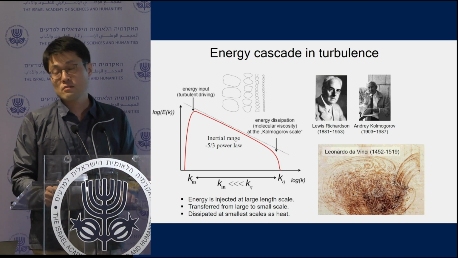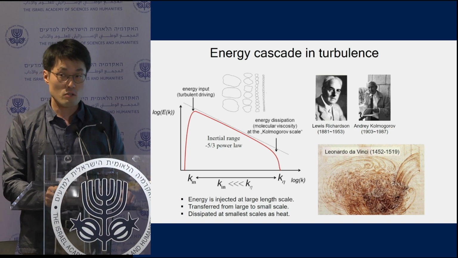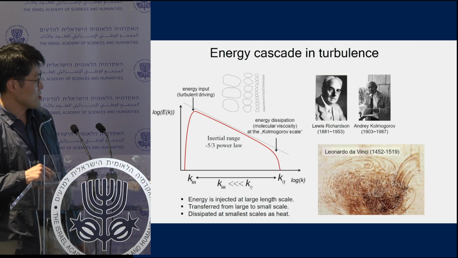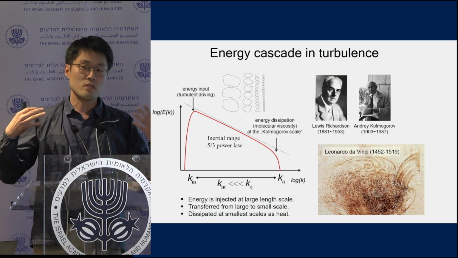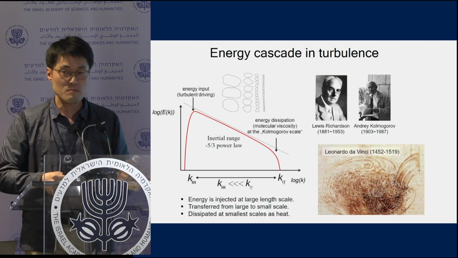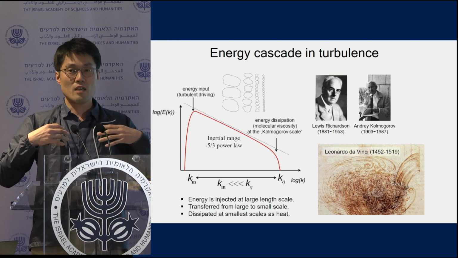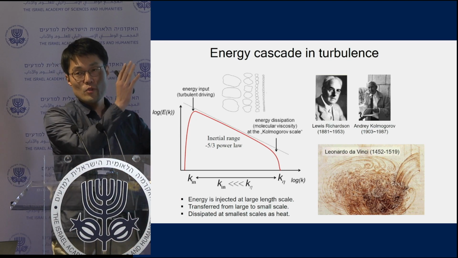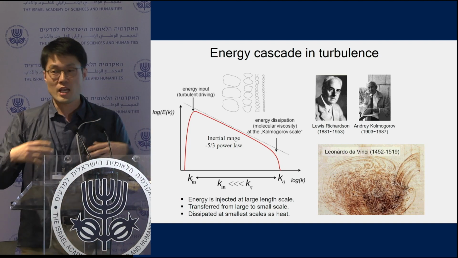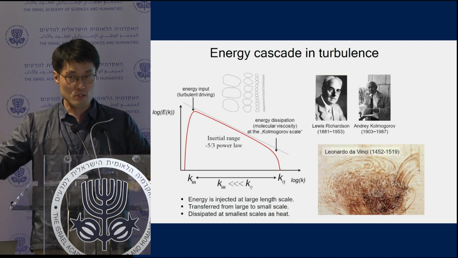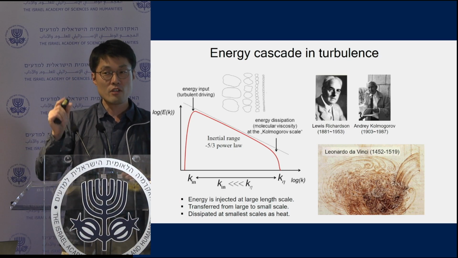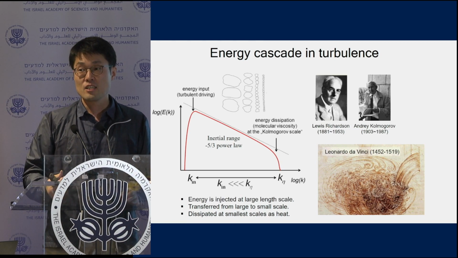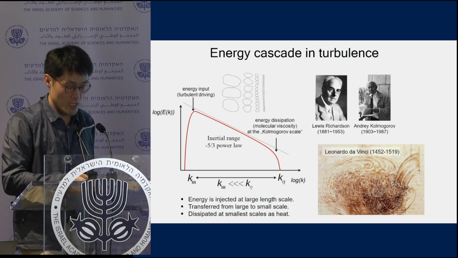The second notion we have about classical turbulence is the energy cascade. It can be described in these pictures. Once you inject energy into the system, the system would transfer the energy to high wave numbers. From low wave numbers to high wave numbers, the energy propagates without loss, a kind of energy conservation. And then eventually, at very short wavelengths and high wave numbers, it would be dissipated as heat. So that is basically what we have about classical turbulence.